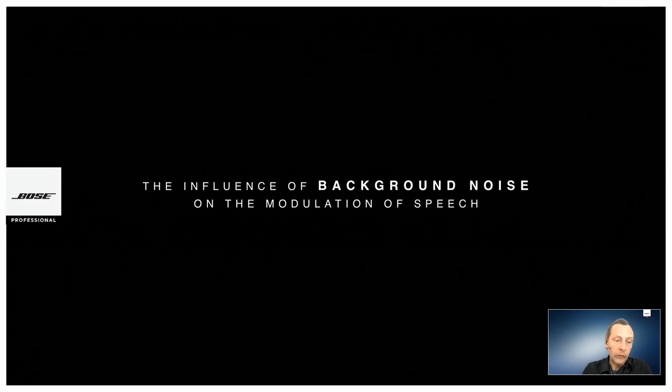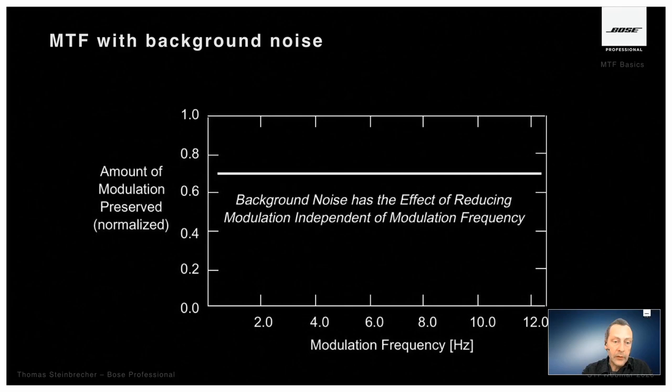So let's take a look at the influence of background noise on the modulation of speech. And here we see an image again with amount of modulation on the y-axis and modulation frequency on the x-axis. Assume we originally had an MTF that was at 1. Now when we add noise to the system, it has the effect of reducing the modulation transfer function independent of the modulation frequency. So you see the reduction of the MTF is the same for all modulation frequencies. That's a typical effect for adding noise to the modulation transfer function.